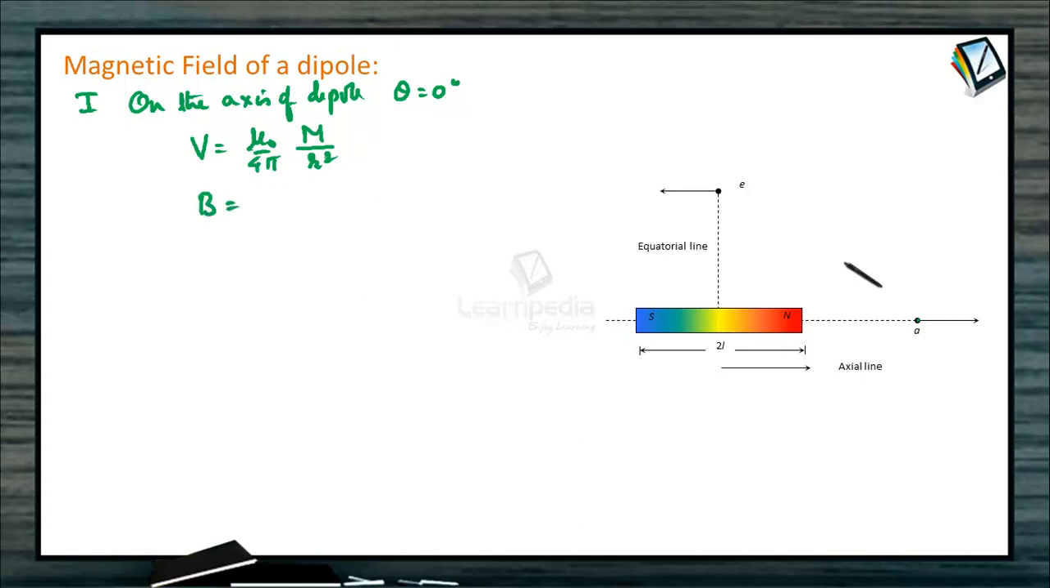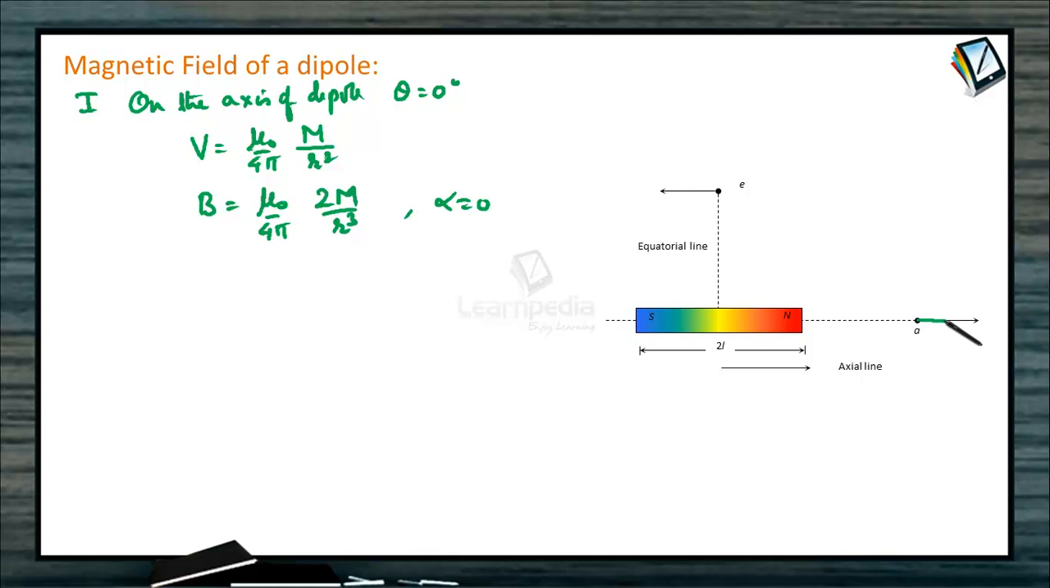What will be the magnetic field at this point? It will be mu naught by 4 pi 2m cos theta by r cube, that is Br. B theta will be mu naught by 4 pi m sin theta by r cube. Sin theta, theta 0 means it will be 0. So the magnetic field will be remaining mu naught by 4 pi 2m by r cube. What will be angle alpha? Tan alpha is equal to tan theta by 2. Theta is 0, so here alpha will also be equal to 0.